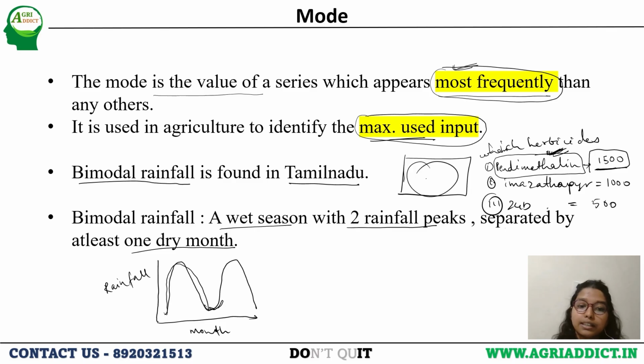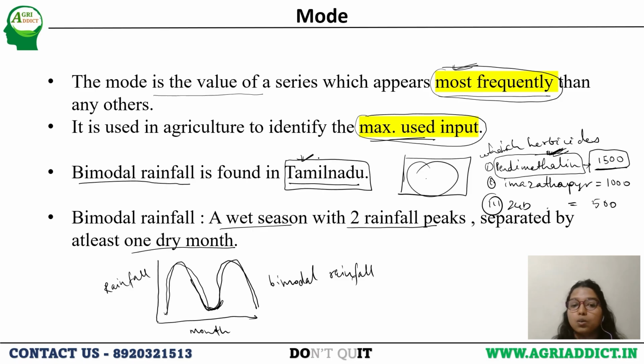And then this period is the dry period. Here, we are getting no rain. And then again, we are getting the second peak. So this is called bimodal rainfall, which is found in Tamil Nadu. You have to remember this state. It can be asked as a question. A trimodal graph can also be formed like this: one, two peaks, and three peaks. If three peaks are obtained, then it will be trimodal rainfall, like that.